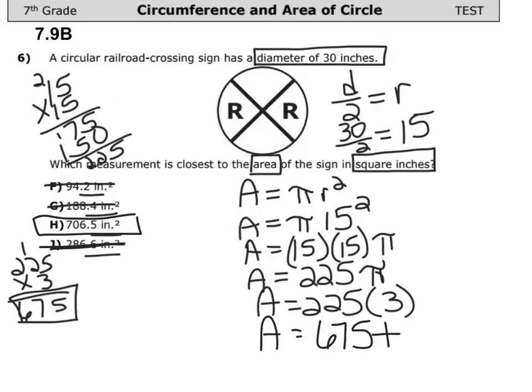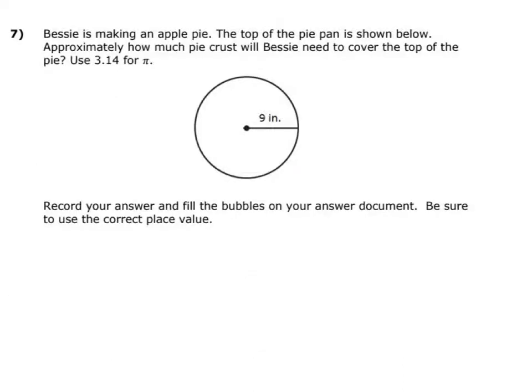Great estimation. Okay, number 7. Bessie's making an apple pie. The top of the pie pan is shown below. Approximately how much pie crust will Bessie need to cover the top of the pie? Use 3.14 for pi. Here they're giving us the radius. Because it's saying record your answer and fill the bubbles, that means we do need to use 3.14 as pi. We cannot just estimate it with 3.